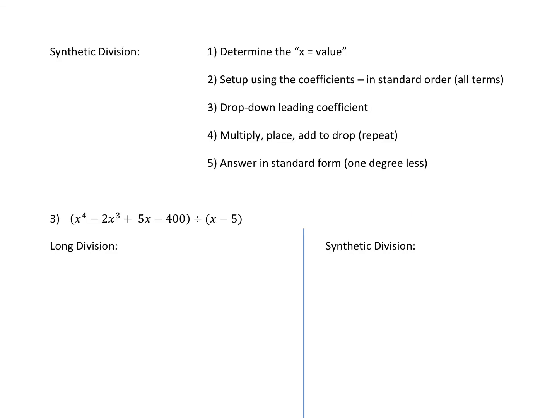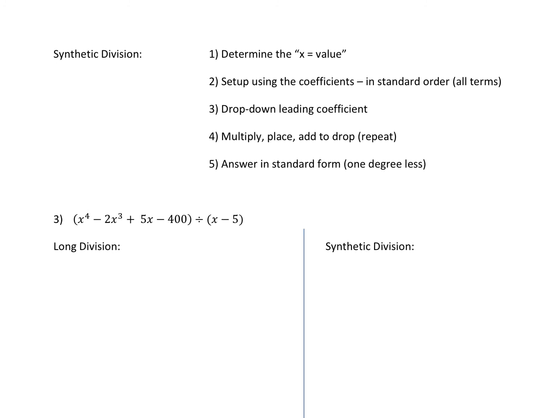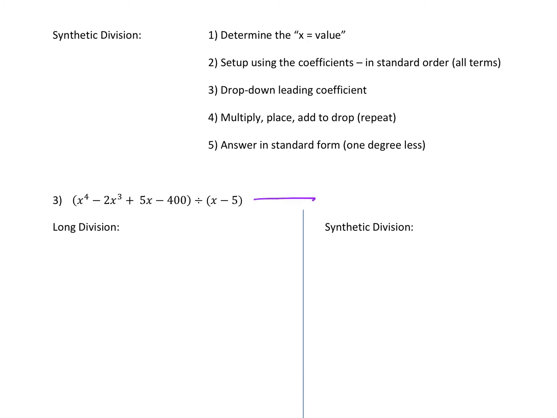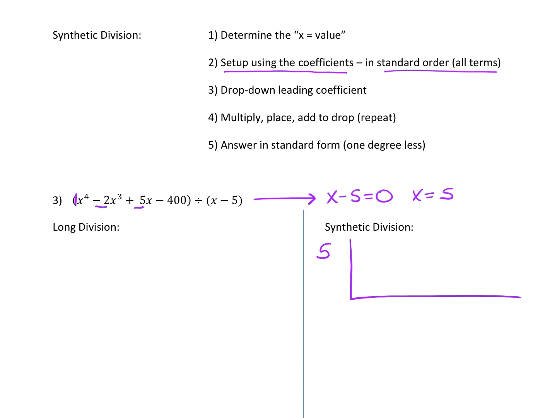All right, so here are some little steps to remind us how to do synthetic division, but we're going to do it one more time. So first, we're going to determine the x value. So again, if I have x minus 5, I'm going to set that equal to 0. So my x is going to be 5. So that's what's going to go on the outside. Then I'm going to set up the coefficients in standard order, all terms. So I have a coefficient of 1, then negative 2. Ooh, then I'm missing my x squared term. We got to put in a 0. So 4, 3, 2, 1, none. So 1, negative 2, 0, 5, 400.